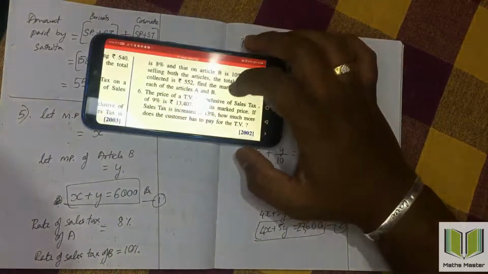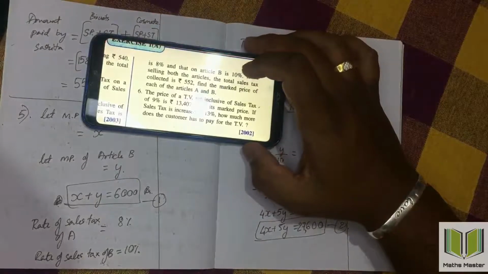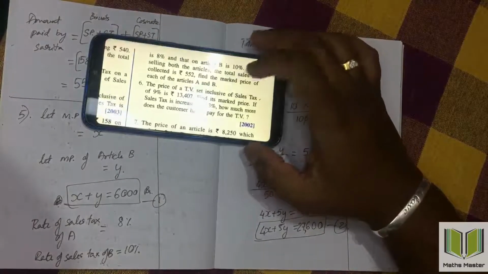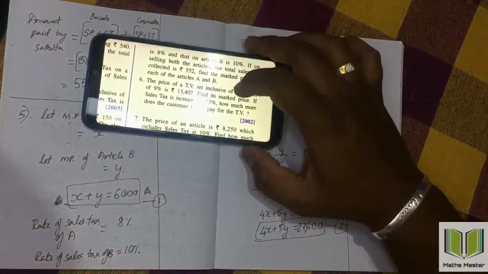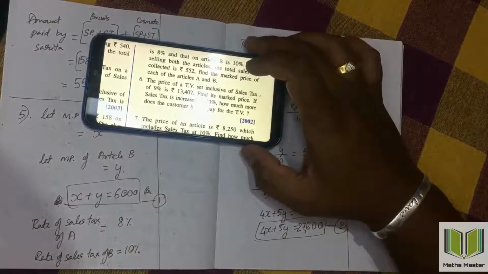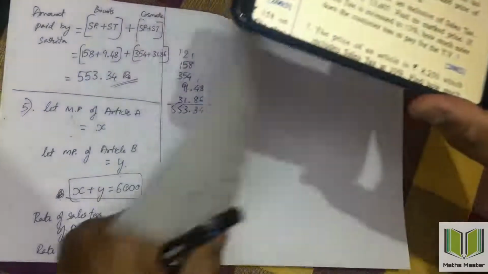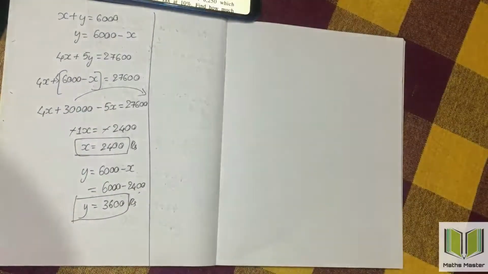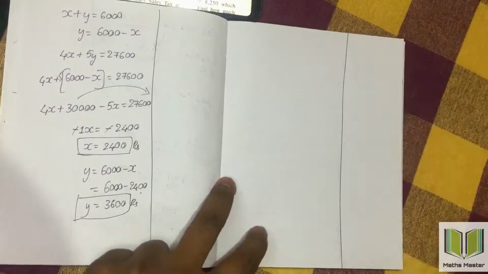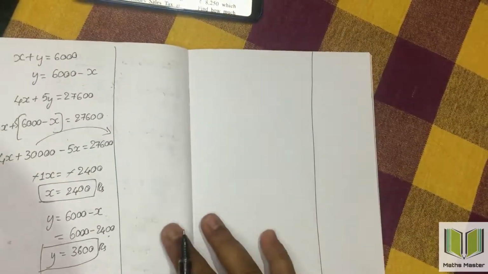The price of a TV set inclusive of sales tax of 9% is 13,400. Find its market price if sales tax is increased to 13%. How much more does the customer have to pay for the television? It's an important question, previously asked in an exam. Consider it an important question.